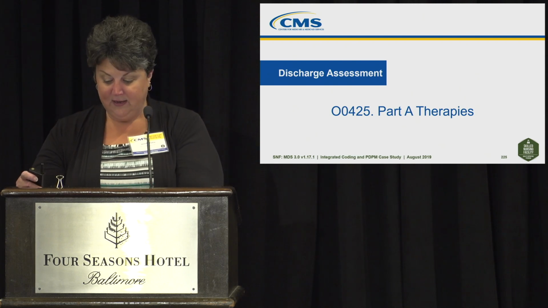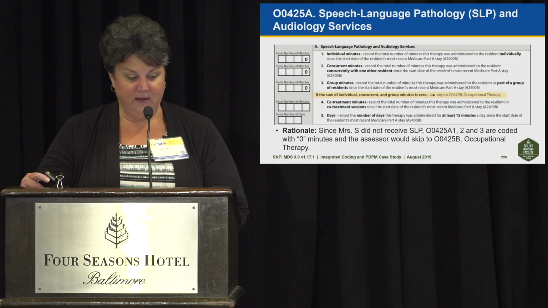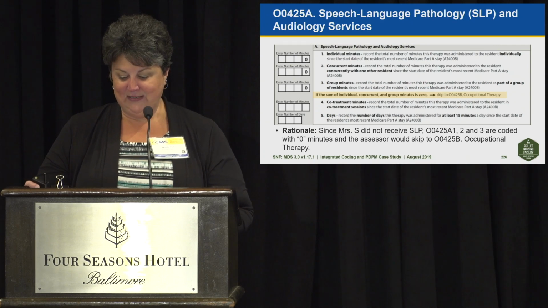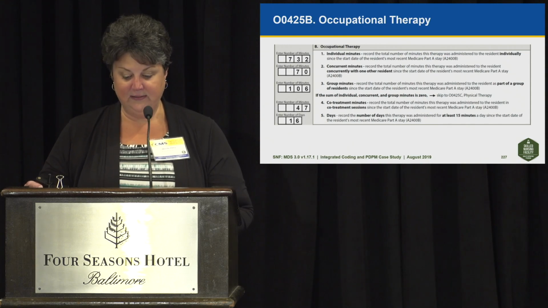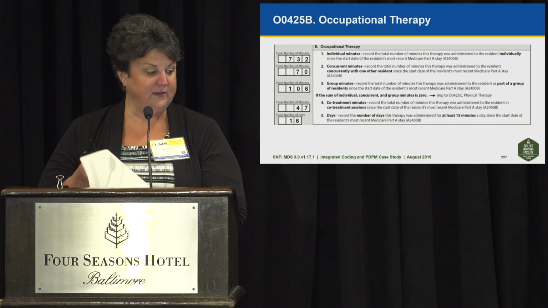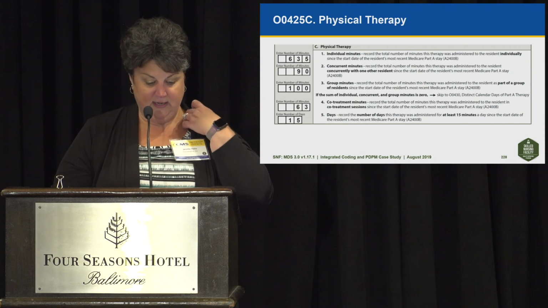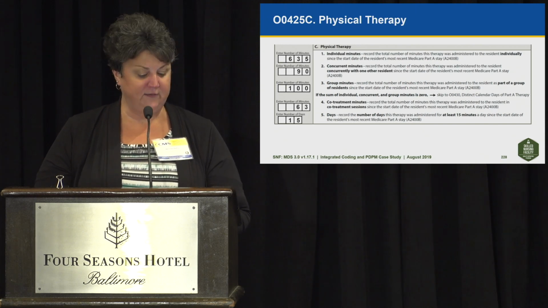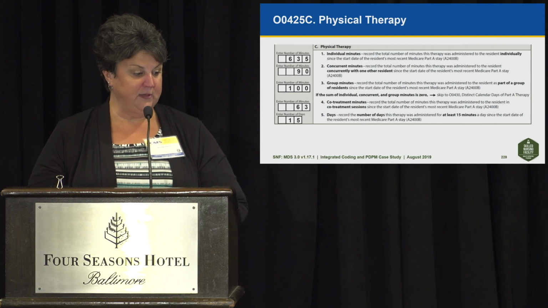Let's move on to 00425, Part A therapies. I'm just going to really quickly review this because the coding is already populated here. On this, she didn't receive any speech, so we are skipping those. She did have 16 OT sessions, and that totaled 908 minutes, and she had 72 individual, 70 concurrent, 106 group, and 47 co-treatment sessions. And then for physical therapy, she had a total of 825 minutes altogether: 635 individual, 40 concurrent, 100 group, and 63 co-treatment, for 15 days.